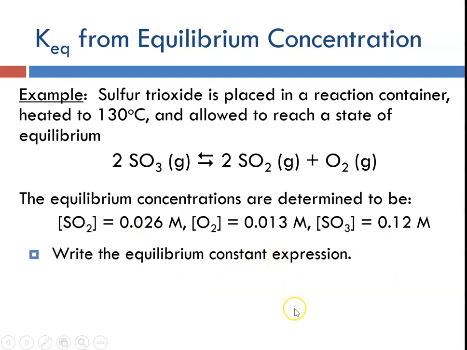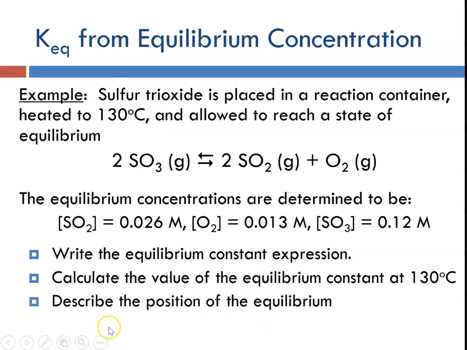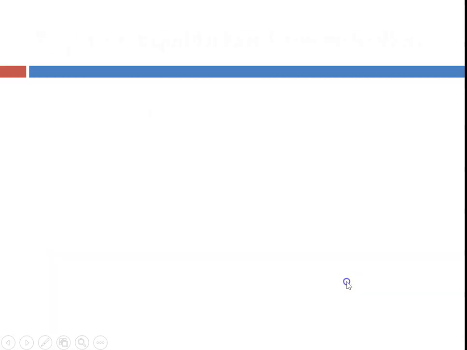Write the equilibrium constant expression. Calculate the value of the equilibrium constant at this temperature, which is 130 degrees C. Again, changing temperature, everything would be changed. And describe the position of the equilibrium. Is it favoring forward? Is it favoring reverse? Or is it favoring neither?